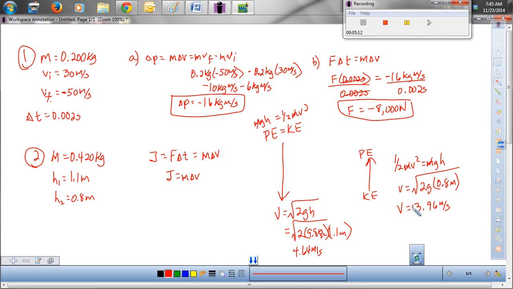I'm going to make that positive as it heads up and make this negative as it falls down. So that's the initial and that's the final. So J is equal to m delta V, so m was 0.042 kilograms. Delta V would be VF, 3.96, minus VI, negative 4.64. So now it becomes a matter of doing the algebra. So 3.96 plus 4.64.